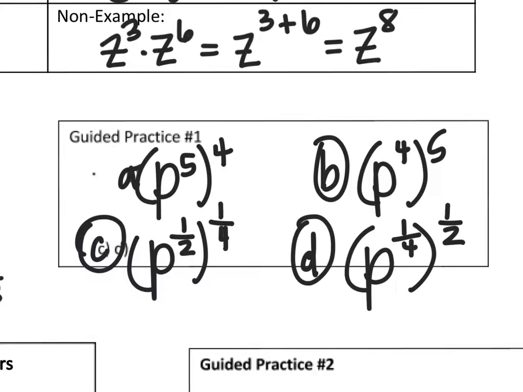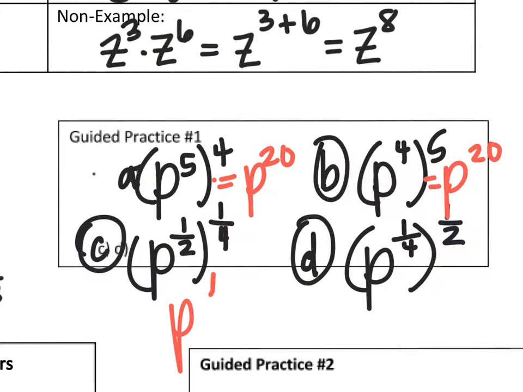Okay, for A, you get P to the 20th. For B, you get P to the 20th. For C, you get P to the 1/8. And for D, you get P to the 1/8.